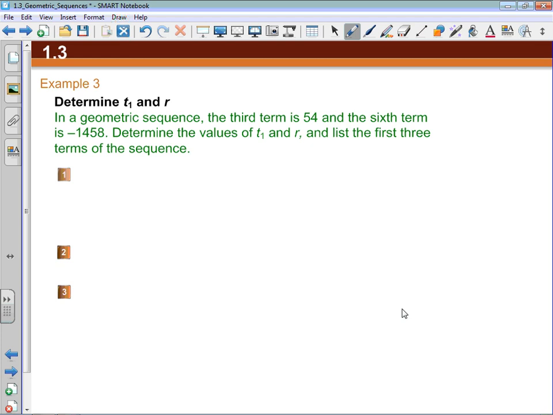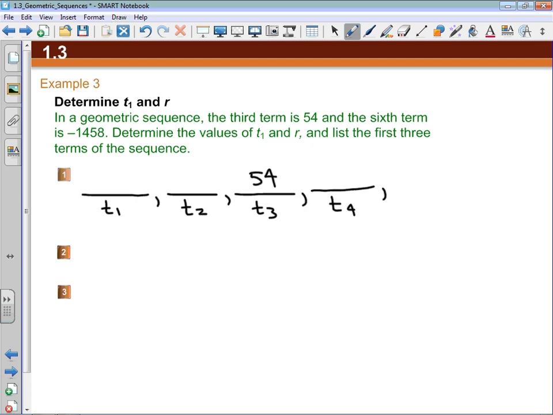So it says that the third term is 54. So that means there's a term 1, there's a term 2, and then term 3 is going to be the number 54. Then we're going to have term 4, term 5, and then finally right here we're going to have term 6, which they give as negative 1458.